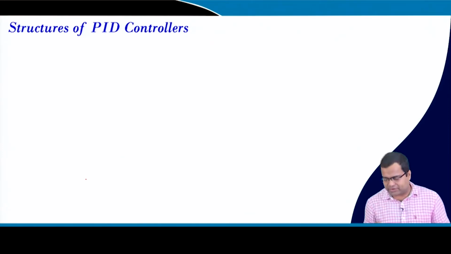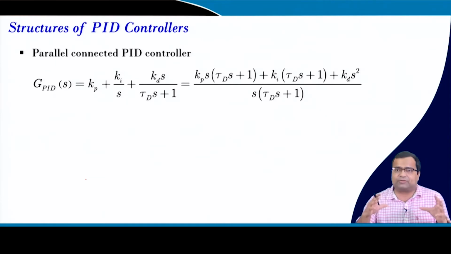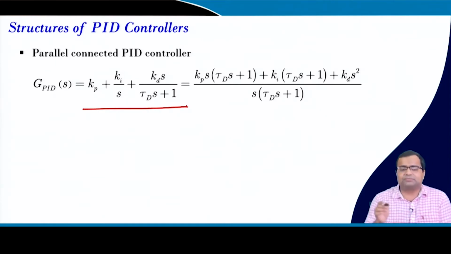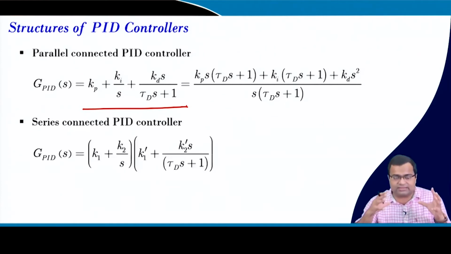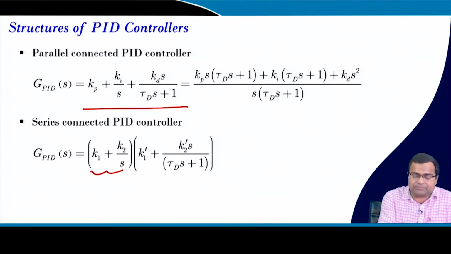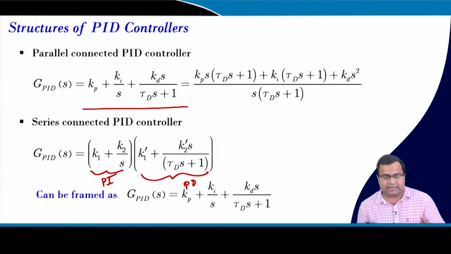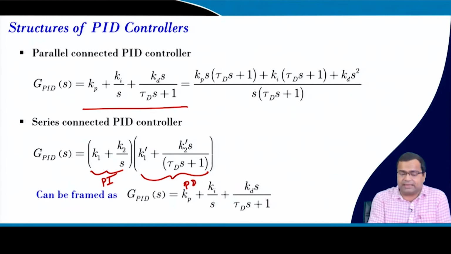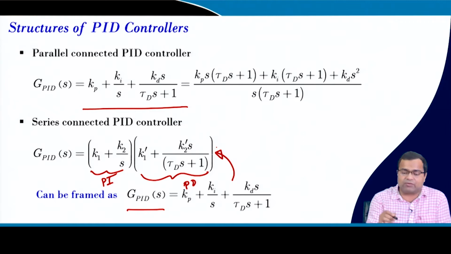Now, structure of PID controller. Whatever we discussed is a parallel PID controller, and of course, this is with a derivative filter, but we can also consider a series PID controller in which we can consider a simple PI control and a PD control in cascade, and that can be transformed into a PID controller, where the coefficients can be mapped and Kp, Ki can be obtained from K1, K2, K1 dash, K2 dash.